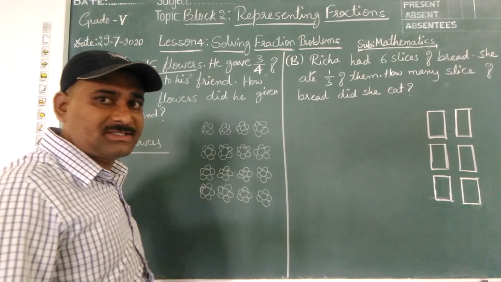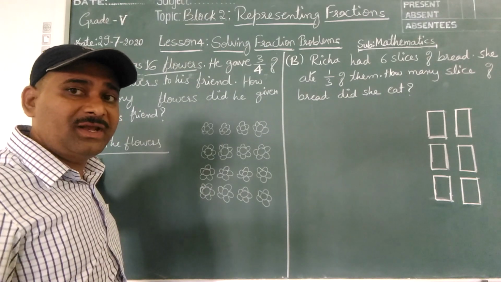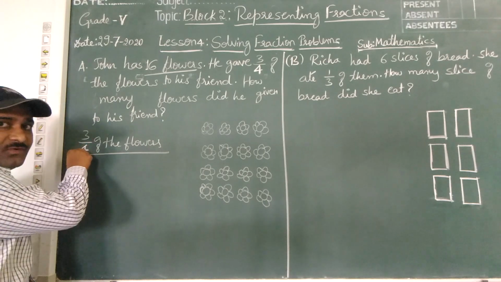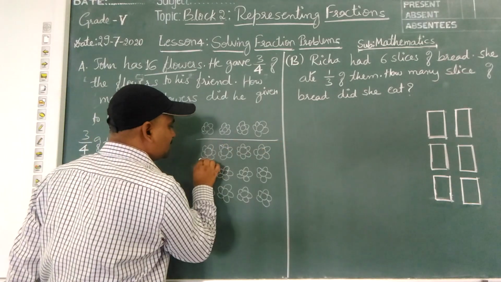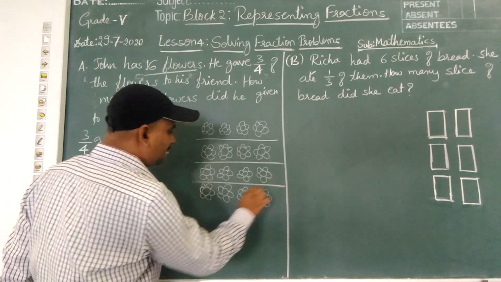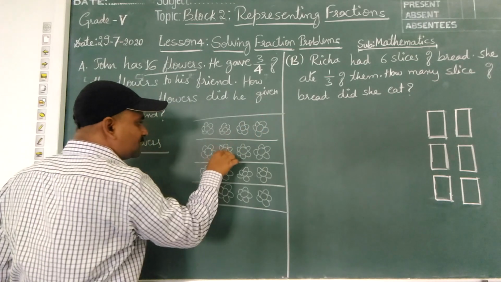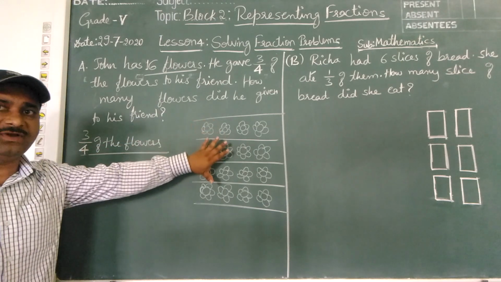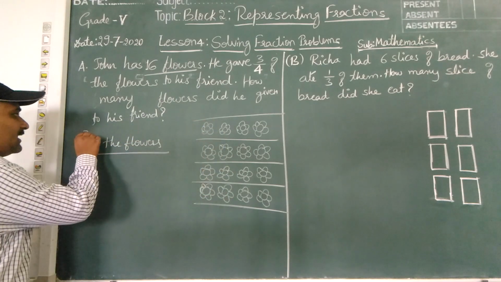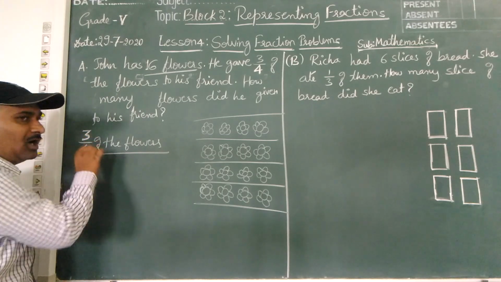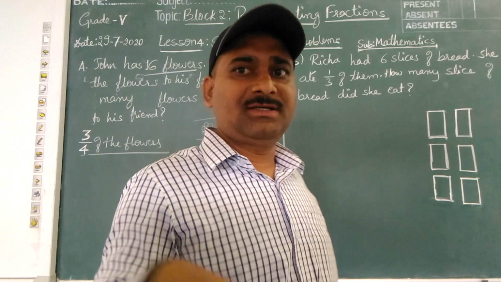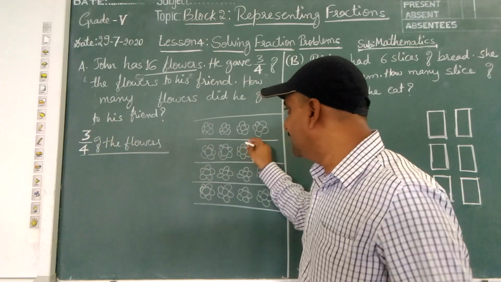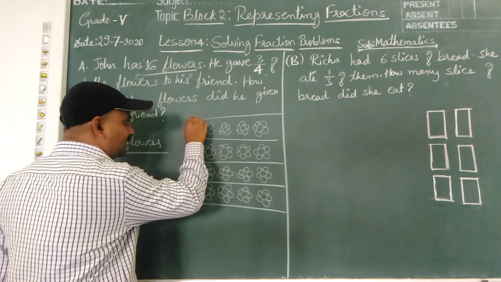I said it in the last class. Denominator shows how many total number of parts are there. So 4 means 4 parts. 1, 2, 3, 4 parts. Denominator is 4. So divide 16 flowers into 4 parts. How many parts should we select? That represents the numerator. 3 parts we should select. Okay, 3 parts, we'll select 3 parts in this.